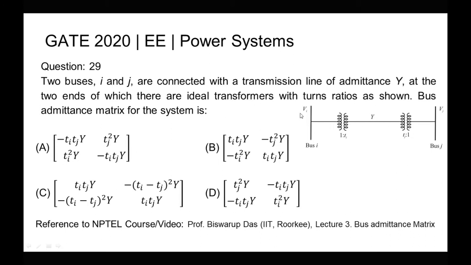We have to find the bus admittance matrix for the given system in terms of the turns ratio of the transformer and the admittance of the transmission line. You can refer to the NPTEL course as mentioned here.